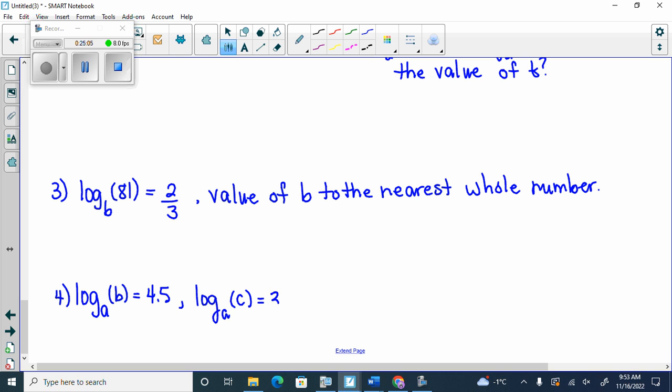See, I could have you do the textbook questions where you just convert back and forth, and then they give you these questions. I'd rather you practice this. Then the value of log base a of b divided by c, to the nearest tenth, is.